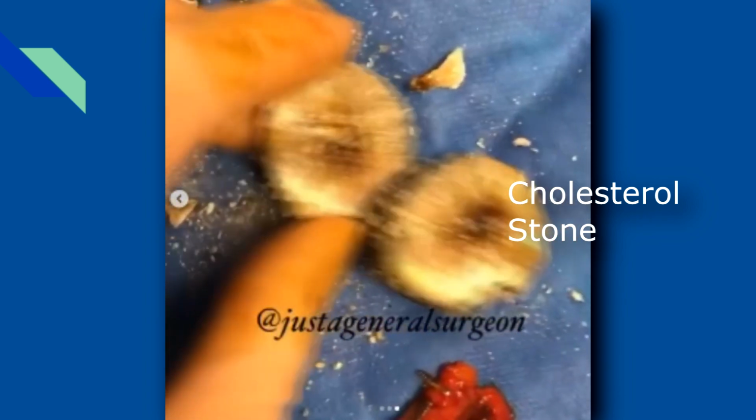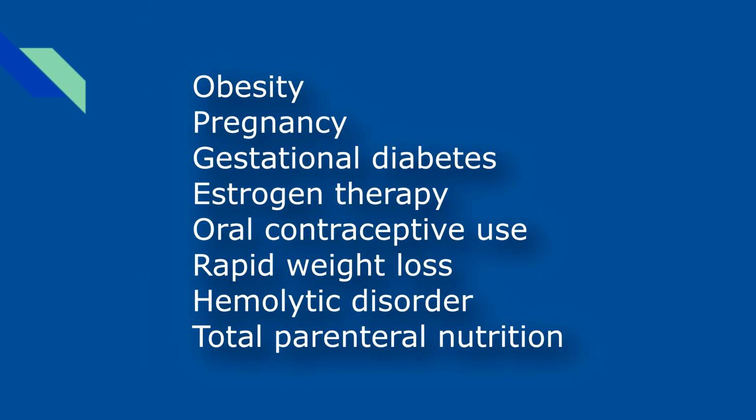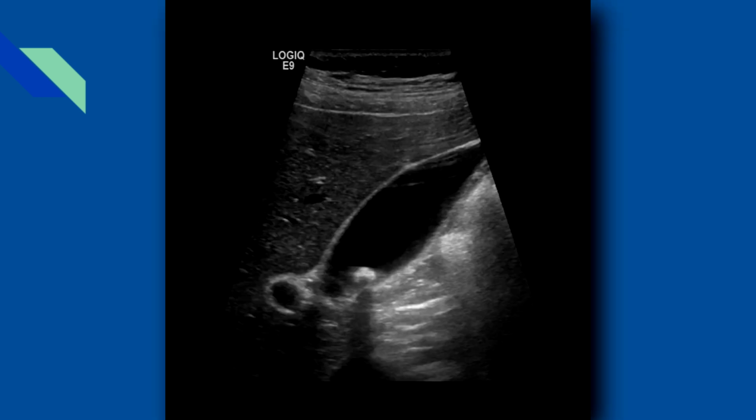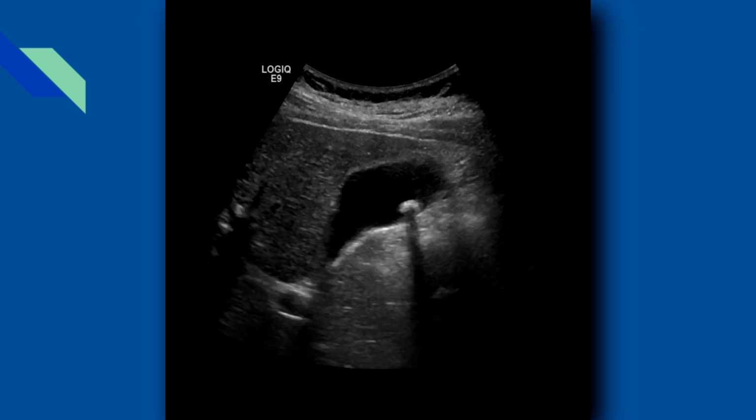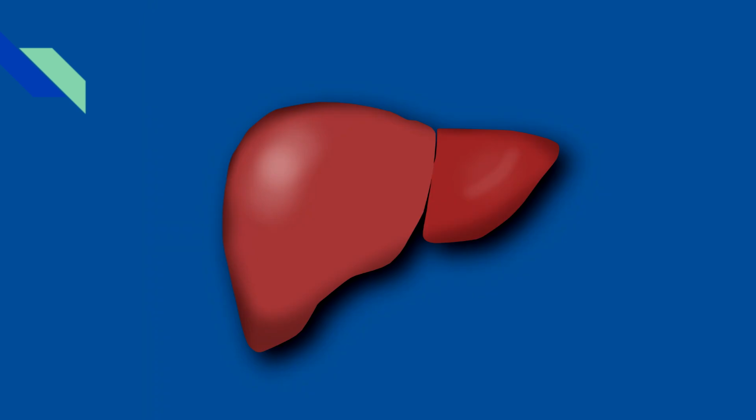Risk factors for cholecystitis are obesity, pregnancy, diabetes, gestational diabetes, estrogen therapy, oral contraceptive use, rapid weight loss, hemolytic disorders, and total parenteral nutrition. Sonographically, you're going to see echogenic mobile structures in the gallbladder, which can be solitary or numerous and vary in size from small to large. Stones will have a posterior acoustic shadowing.